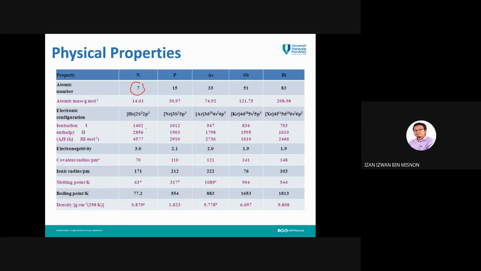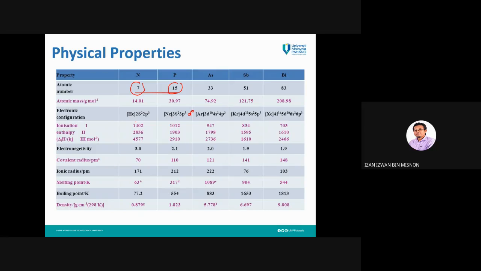Okay, going back to the physical properties. Nitrogen has an atomic number of 7, and phosphorus has 15. If we look at phosphorus, it already goes to n equal to 3, meaning that there will be a d orbital. In this case, for phosphorus, it will have d0. Then we have arsenic, antimony, and bismuth.